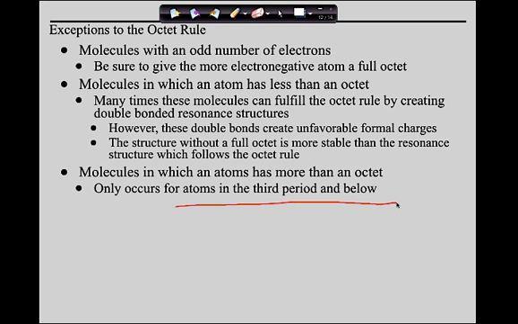These guys can, but now you're thinking, wait a minute, if these are in the 3p, we haven't got to the 3d yet, so how can they have more than an octet? And guys, the answer is the third energy level has the potential for a d, even if it hasn't been started yet. So these are the elements that begin the possibility of having more than 4 pairs of valence electrons because they have the potential for a d.